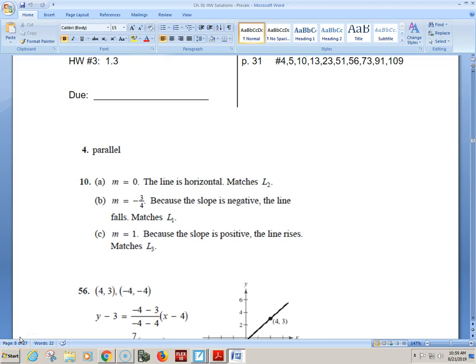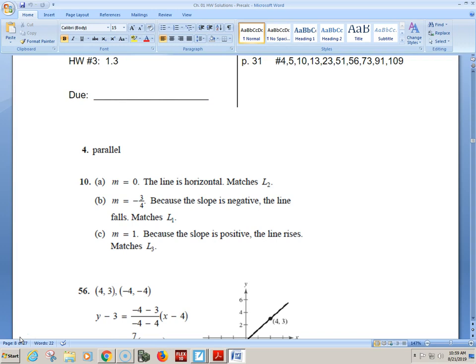Okay, number 4 is parallel, but why? What was the question it was answering? Yeah, slopes are the same, right? Slopes are equal, slopes are the same. Good.